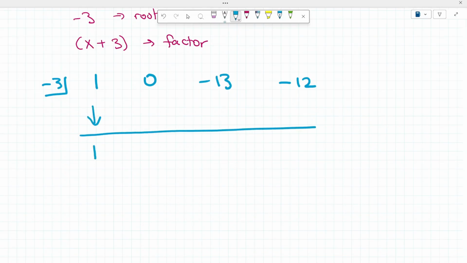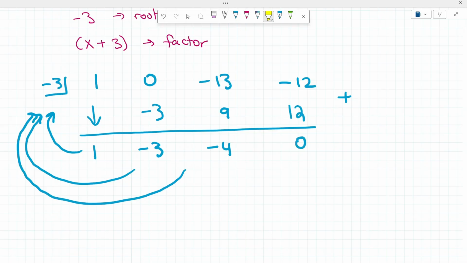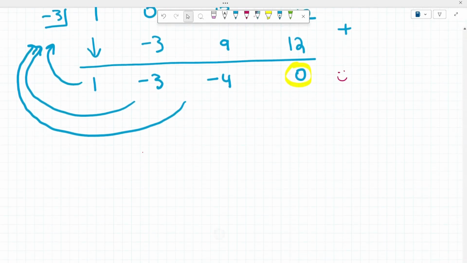So we're dropping our first one, multiplying up, so we get negative 3, and remember we're adding down the columns. So we're going to do this again. So here we get 9 minus 4, multiply up, which is 12, and 0. So that means we've done it correctly again, because our final remainder here equals 0. And so again, we had a polynomial of degree 3, and now we're going to knock off a degree and end up with a polynomial of degree 2.